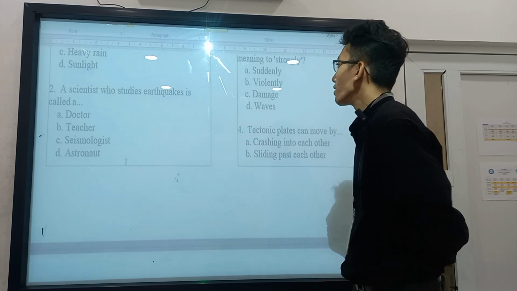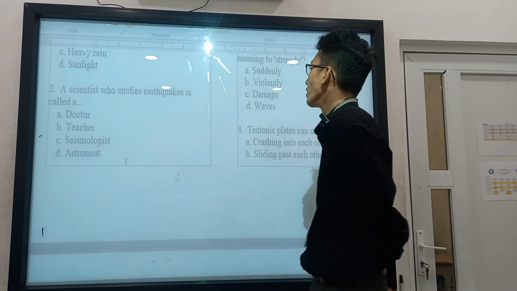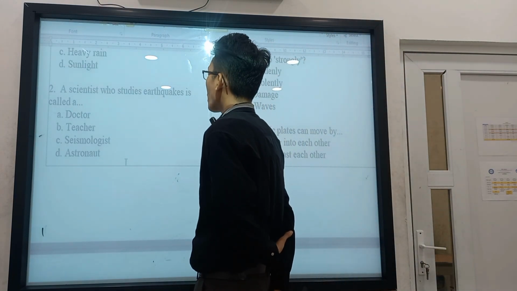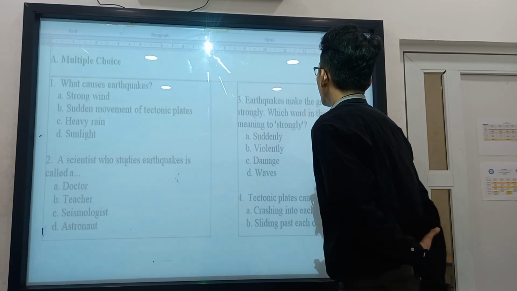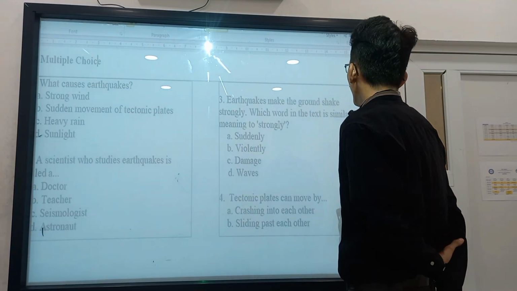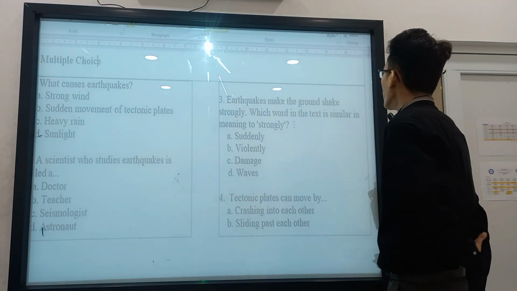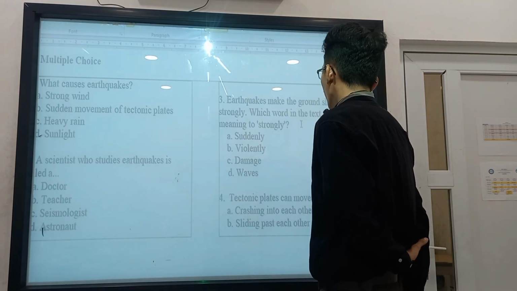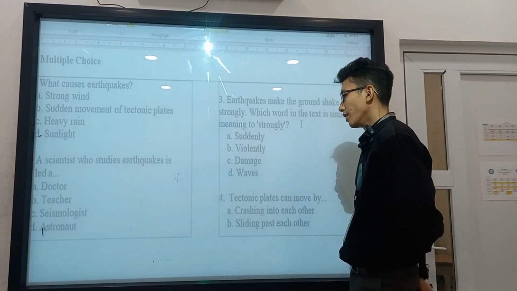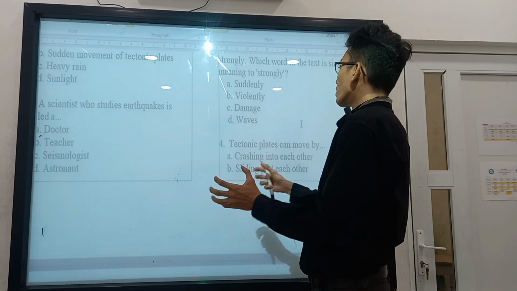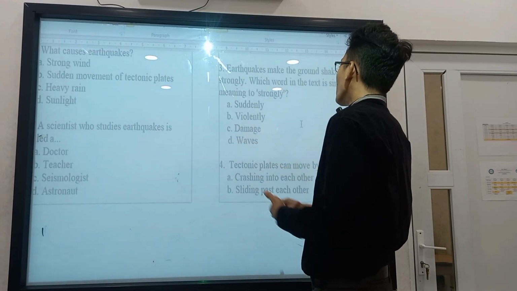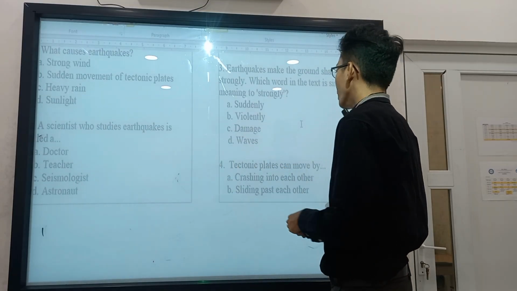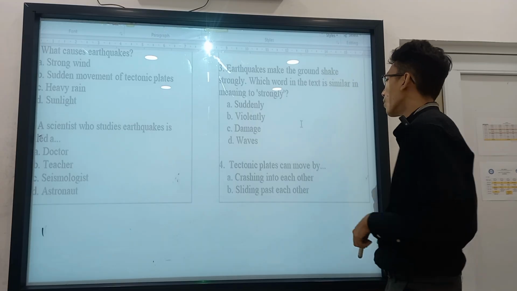A scientist who studies earthquake is called a seismologist. Earthquakes make the ground shake strongly. Which word in the text is similar in the meaning to strongly? It should be violently. Something that is like savage, have a big power. Yes, and have a big power.